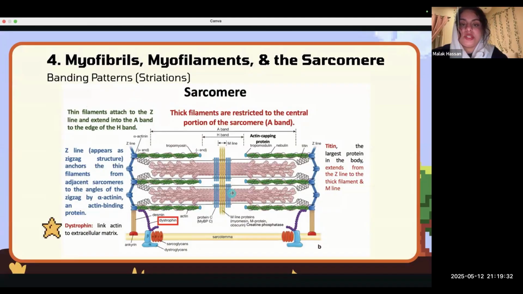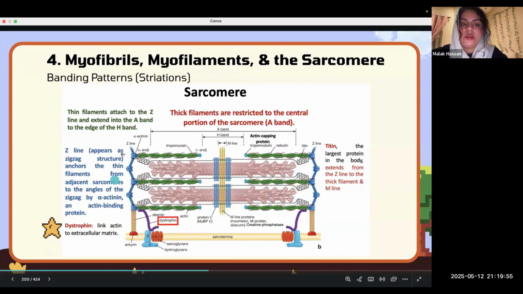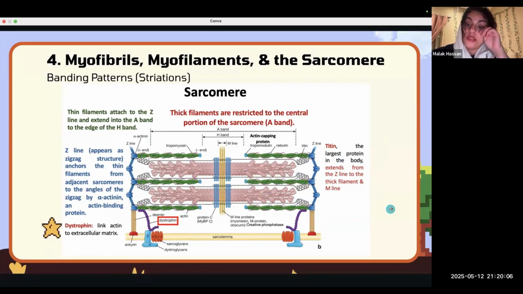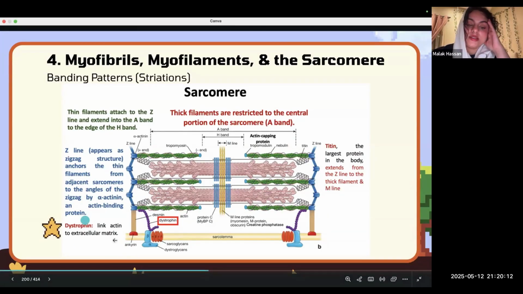This is the picture from your slides. So here you have the M line, only the thick filaments, the H band, the A band, the Z line. Okay, so you have here dystrophin. Remember how we talked about dystrophin? We said that it links actin to extracellular matrix. And we have titin, which is the largest protein in the body, extends from the Z line to the thick filament and M line.